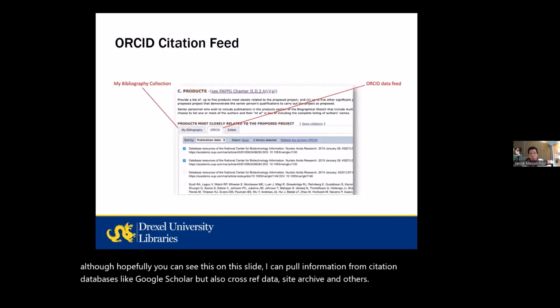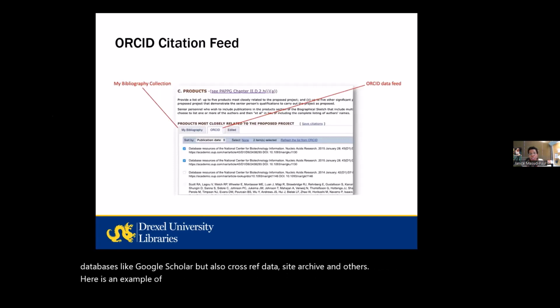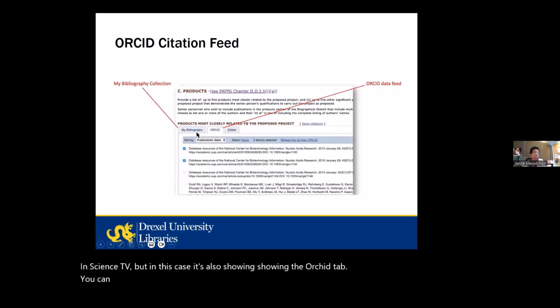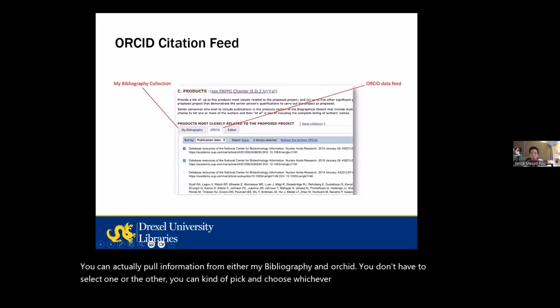Here is an example of the same type of information we were looking at in SciENcv, but in this case, it's also showing the ORCID tab. You can actually pull information from either My Bibliography and/or ORCID. You don't have to select one or the other. You can pick and choose whichever documents are appropriate.